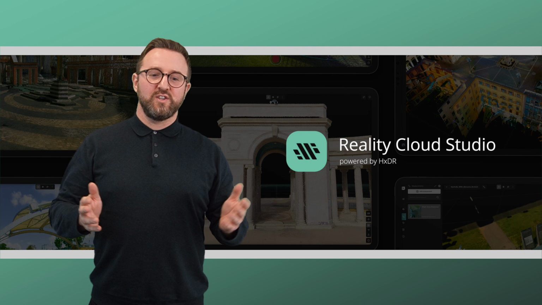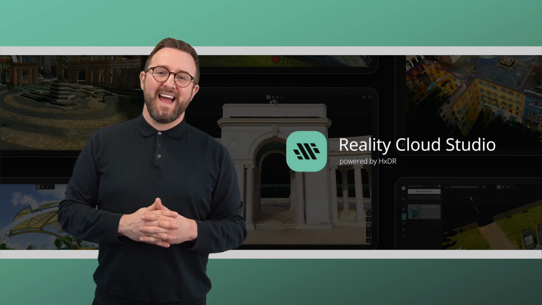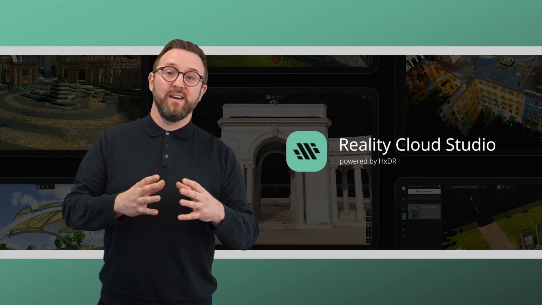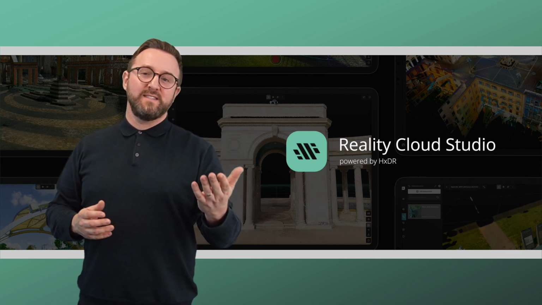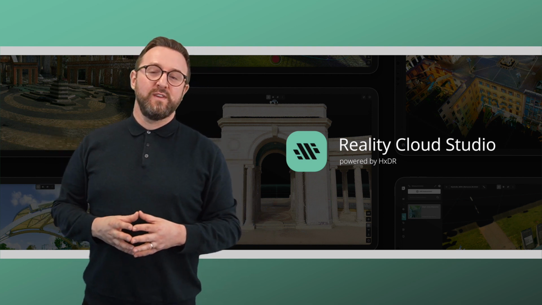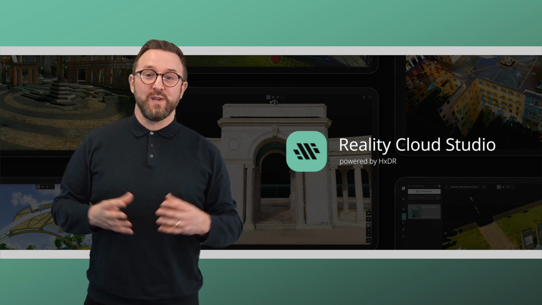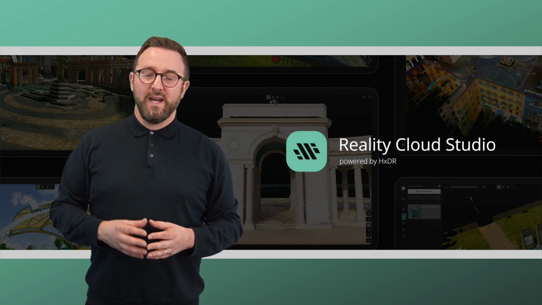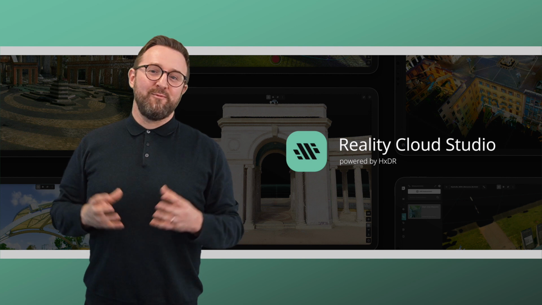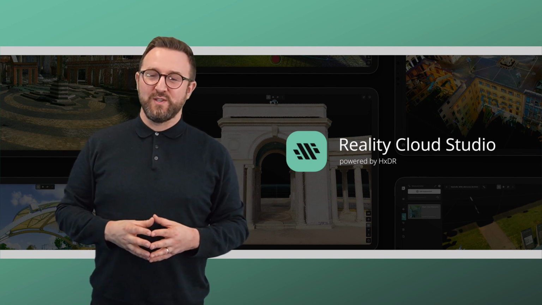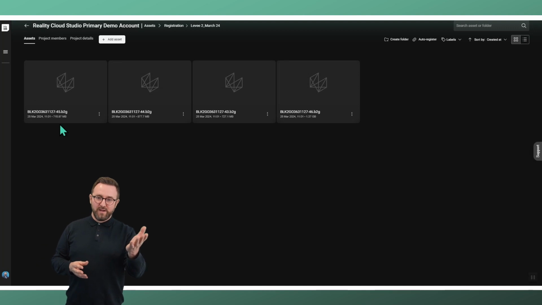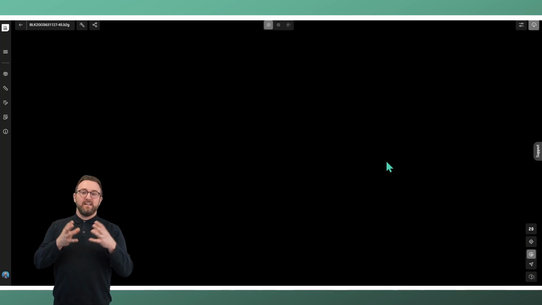Okay, so in this next section, we're going to look at how you can bring together multiple B2G files that you've collected with maybe a BLK2GO or BLK2FLY, using our automated registration tools within Reality Cloud Studio. It might sound cliche, but it really is as simple as clicking a few buttons and using the auto registration tools.